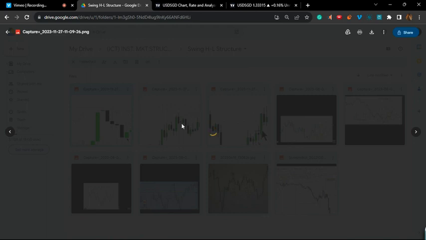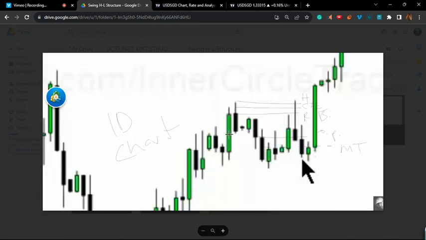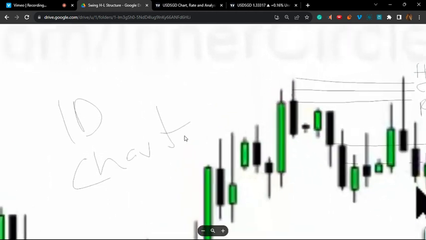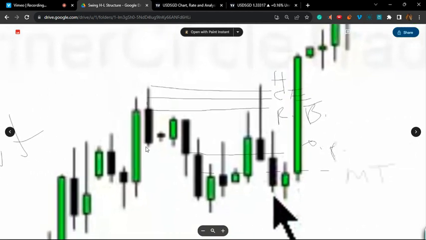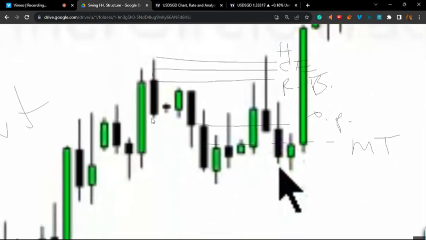So these screenshots here are from me actually screenshotting ICT's videos on my phone and taking notes right then and there. So here's the daily chart right here. Okay, so we have a swing low right here as well. We got a swing low right here, candle one, candle two, candle three. So we're looking for this high to be broken. This high is broken right here, so we could get in.